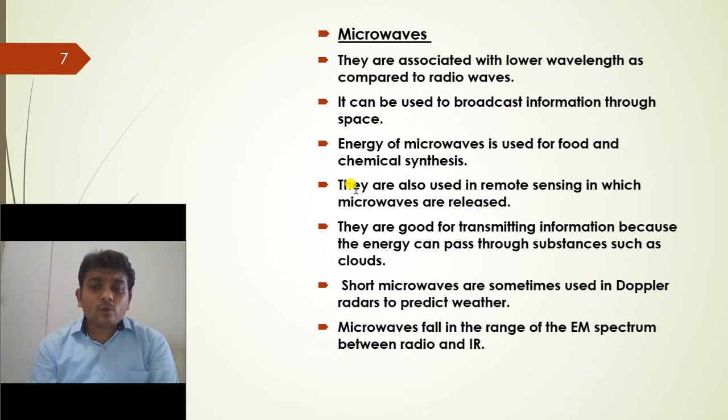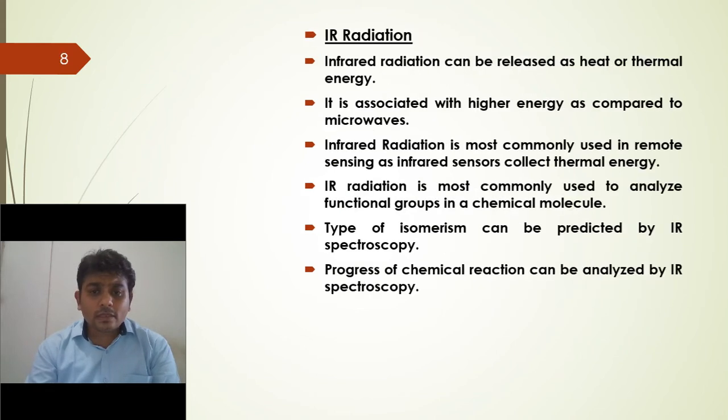They are also used in remote sensing, in which microwaves are released. They are also good at transmitting information, and they are sometimes used in Doppler radars. So they can also be used to predict weather, that is, weather forecasting can be done. Now, microwaves fall in between IR radiation and the radio waves. Moving towards the next type of radiation, that is IR radiation.